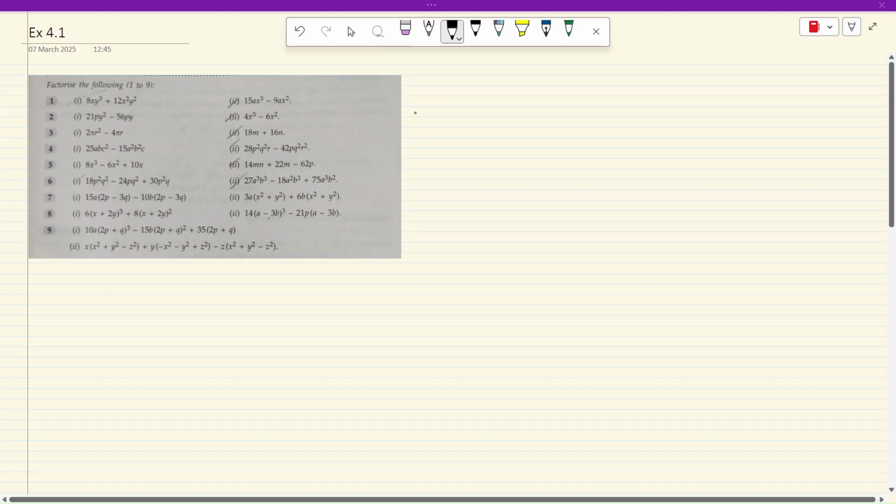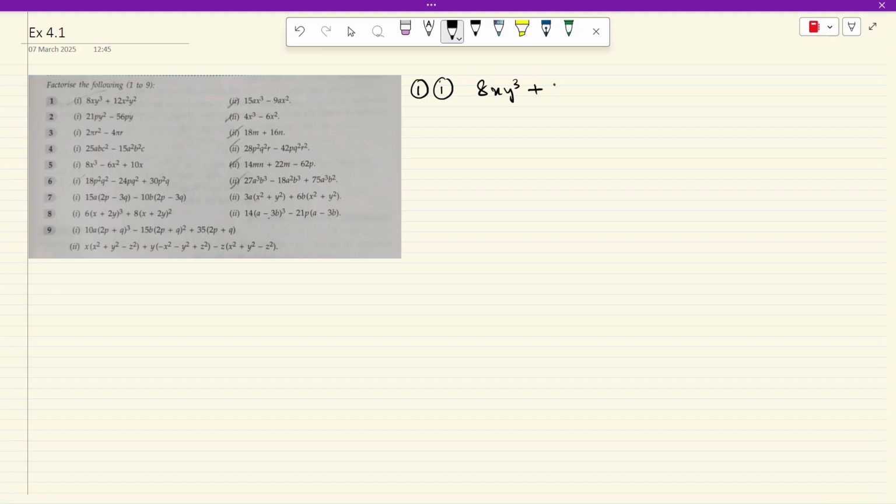So these are the questions from the first exercise. The exercise is 4.1. We will try to solve each of the questions. So the first question is 8xy cube plus 12x square y square. So while solving this type of question, what we have to do is that we will take the number which is common in both the numbers over here. Okay, and basically it will be the HCF of these two numbers, the highest common factor. So we can take 4.